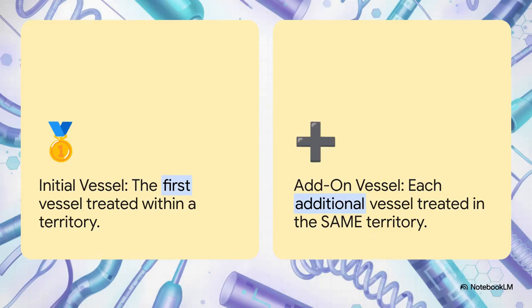The first big rule is all about hierarchy. In any single territory, you will have one and only one initial vessel code. That's for the first vessel treated. Now, if the doctor treats a second or third vessel inside that same territory during the same procedure, that's when you use an add-on code. This initial versus add-on idea is totally fundamental.